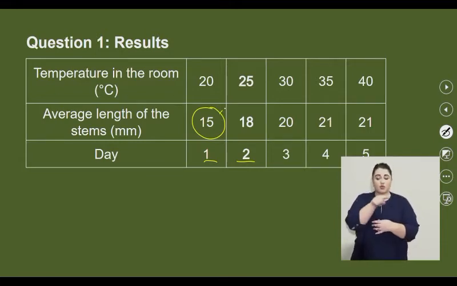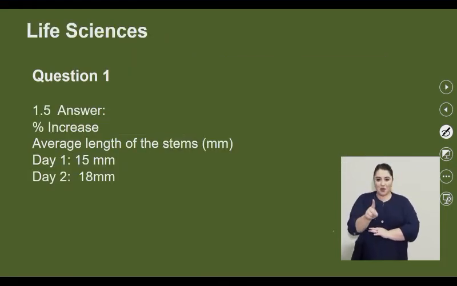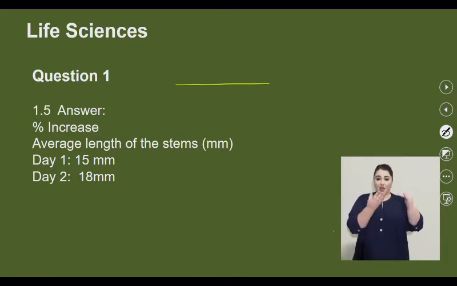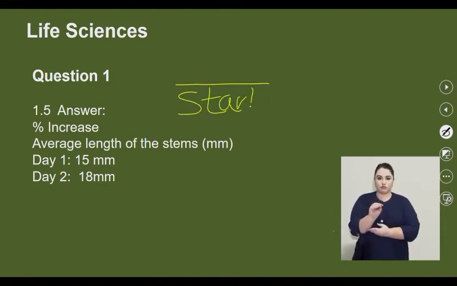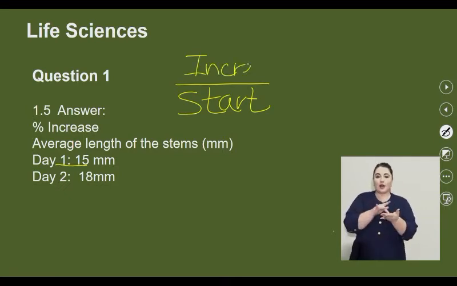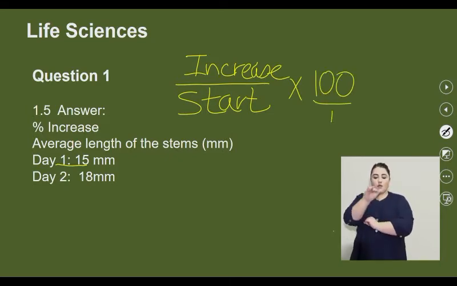It grew from 15 to 18 in millimeters. But when we talk about the percentage, we must look at what we have here. We started at 15 and we went to 18. So here's a little formula I want to give you. At the bottom of the line, you always write the starting point, where you start. And we started here on day 1 with 15. And at the top, you write the increase, because we're calculating percentage increase, and because it's percentage, you multiply by 100 over 1.